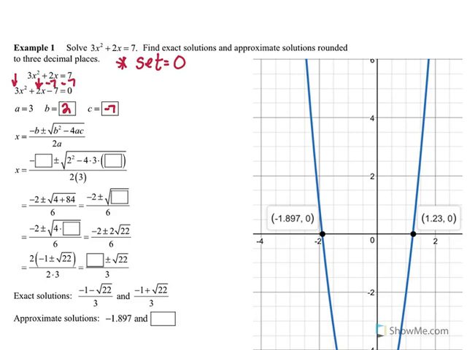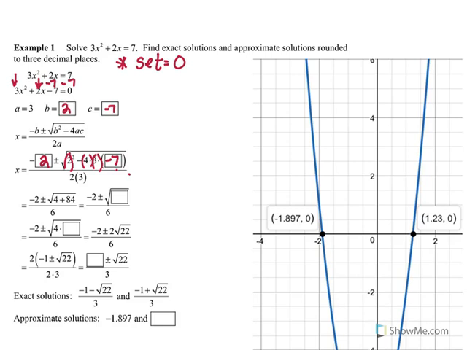So x is equal to the opposite of b. The opposite of 2 is negative 2, plus or minus the square root of our b value squared, so 2 squared, minus 4 times my a value of 3 times my c value of negative 7. And I just like to put parentheses around there so I don't multiply something I shouldn't. And then it's the order of operations. So I have x is equal to negative 2 plus or minus the square root of 4, minus 4 times 3 times negative 7 is positive 84, over 2 times 3 is 6.